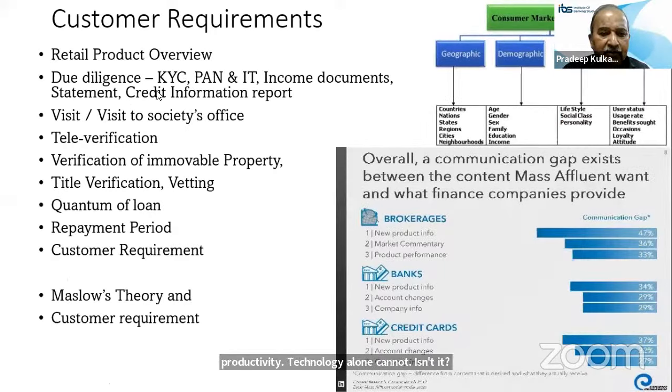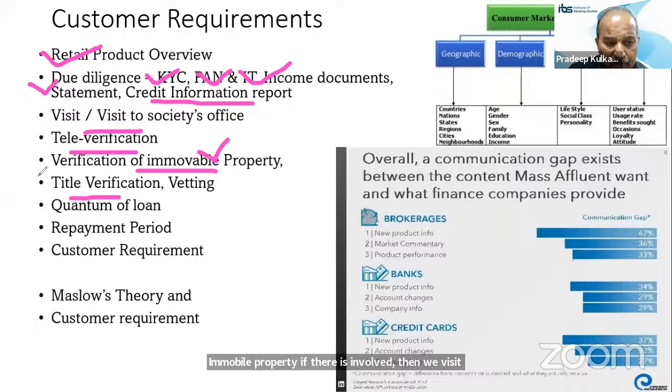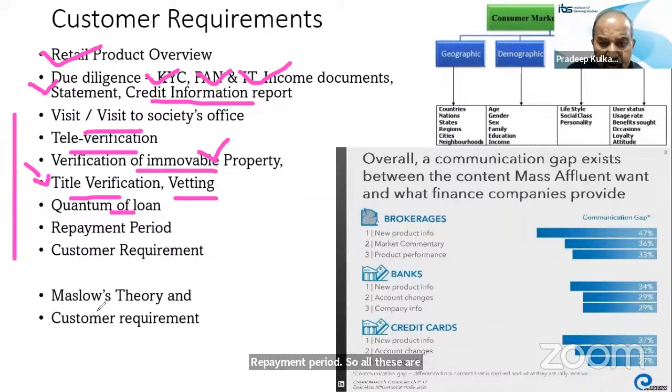Then the next part, I think very significant one, all of you know, when we do the customer related businesses, then these things become very critical. One is we have to know the product. We also need to carry out the KYC, PAN, IT, then CIC, credit information report, credit information companies' report, CIBIL we check, then we visit, then we tele-verify, then immovable property, if there is involved, then we visit that also, then title verification by the advocate, then the waiting, then the quantum of loan, repayment period. So all these are critical aspects, summary. So these need to be visited.